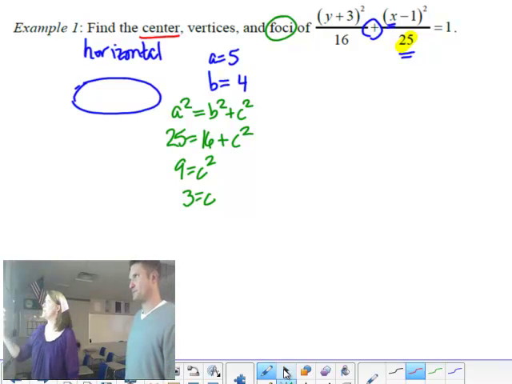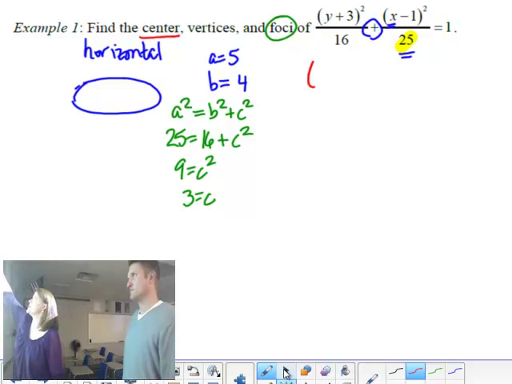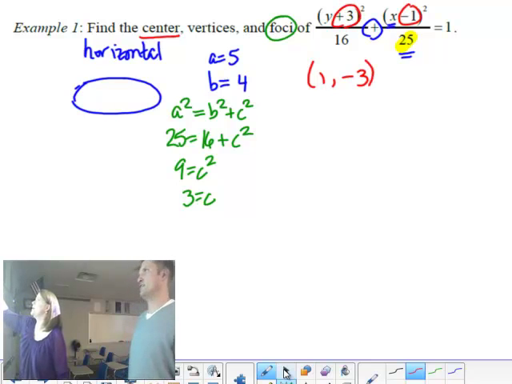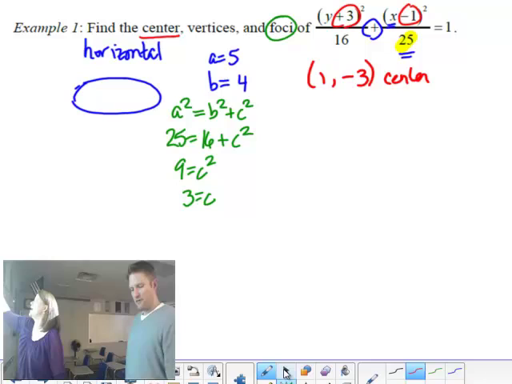For now we're ready to talk about the center, and we have all the pieces we need. The center comes from h and k. H is the horizontal translation, which is the opposite of that number, and k is the opposite vertical, -3. So there's our center. And I should probably label that center, because I forgot to write that word.